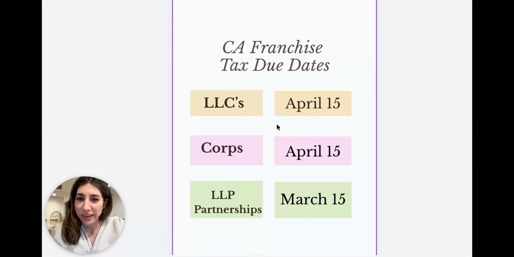So before I dive in and go step by step on exactly how to file your California franchise tax fees, first I want to talk about the due dates, because it is different based on what type of business entity you have. If you have an LLC or corporation, the California franchise tax fee is going to be due on April 15th. If you have a limited liability partnership, your taxes are going to be due on March 15th of that year.